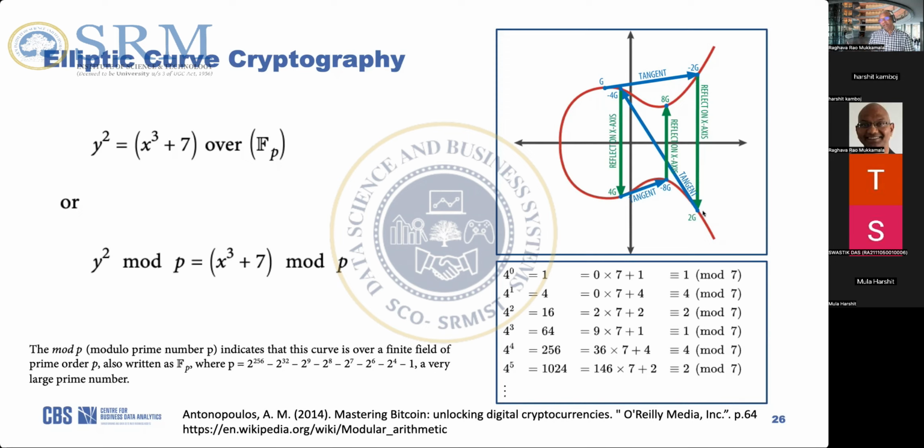Similarly, you can take a tangent here, and then it goes to here, and you take the reflection of this one, so it is 4G. Again, at this point you take the tangent, and it will hit the curve here, which is the reflection of 8G. So you take the other point, and it will be 8G. So basically, you start with a generator value, which is G, and you multiply it many, many times.